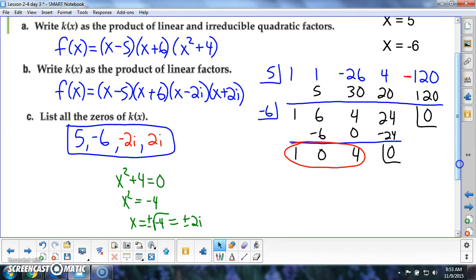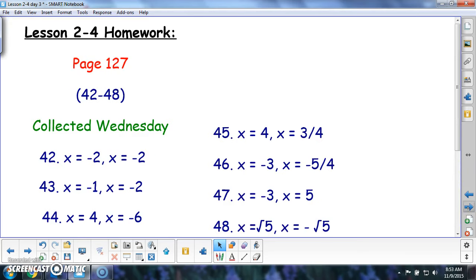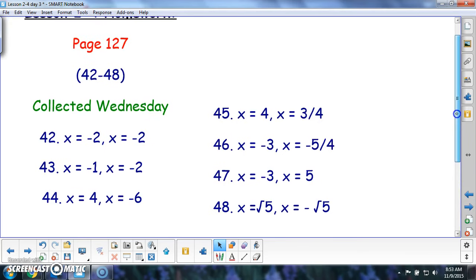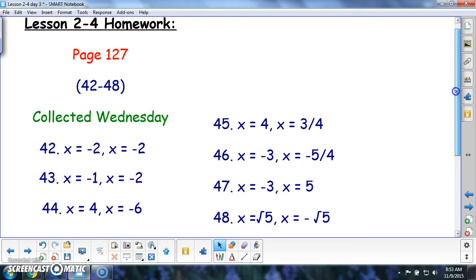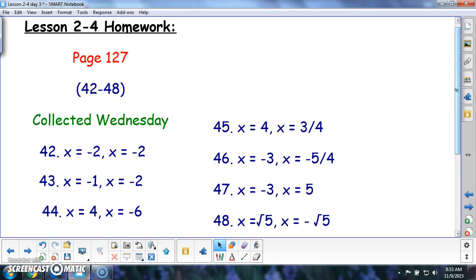Okay? Now, to do the homework problems, you're going to need this information right here. So pause the video and write down these. These are the zeros that you're going to use to find the remaining ones, the ones that are missing. Okay? So you're going to need to write those down to use those on your homework.